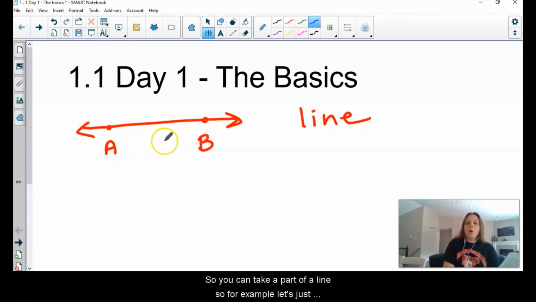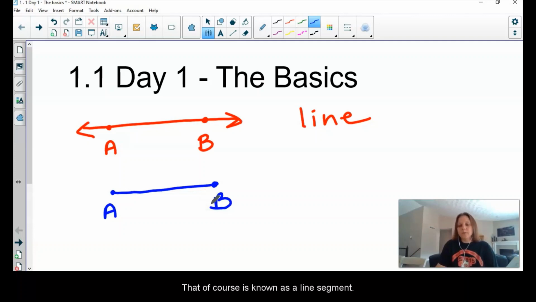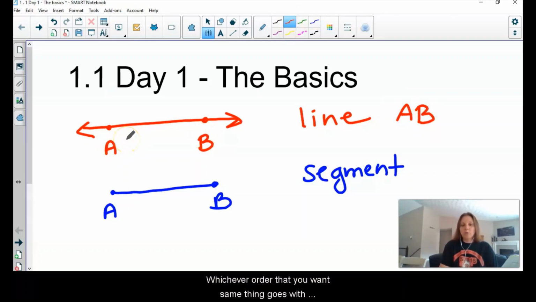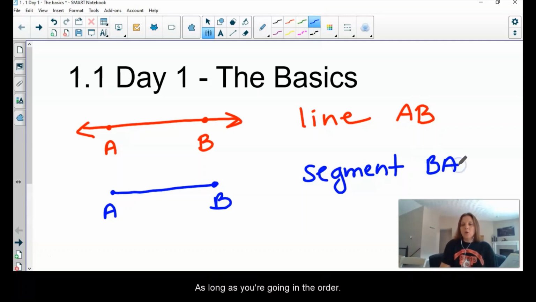So you can take a part of a line. So for example, let's just say I want to look at this A and B here. That, of course, is known as a line segment. And you can actually name these. So this first one, you could call it line AB. You could call it line BA, whichever order that you want. Same thing goes with the segment. You can call that segment AB. You could call it segment BA. As long as you're going in the order, either order is okay.